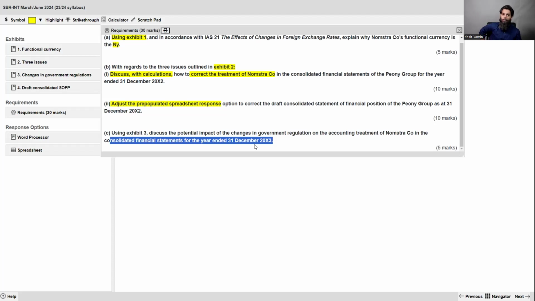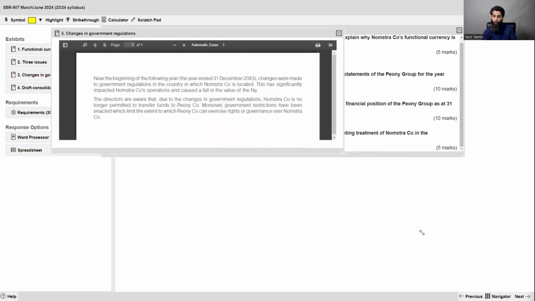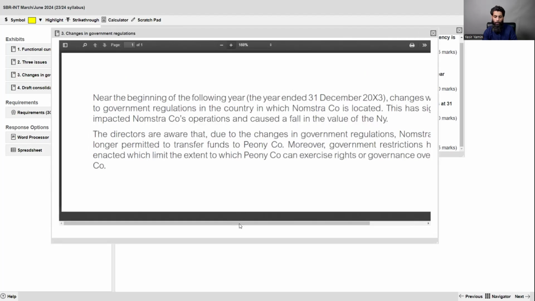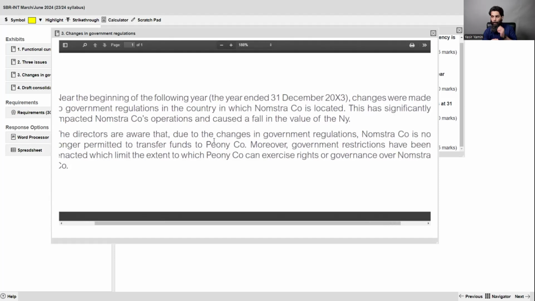So there are some changes in government regulations, and examiner wants you to tell what will be the effect of these government regulation changes on the consolidated financial statements of the group. Okay. So let us just go and read what are the changes in government regulations. And I would want your support. I'm not going to do this on my own. So we can just start reading.